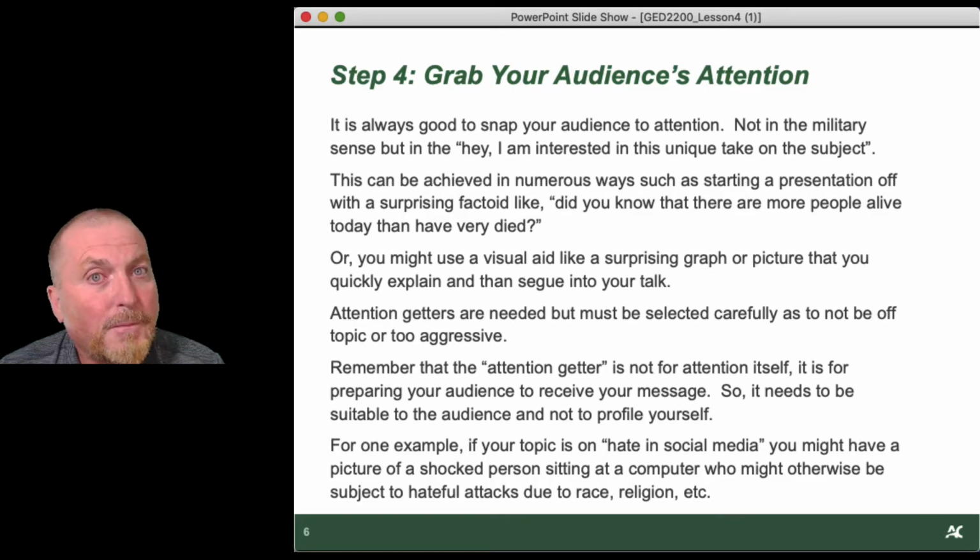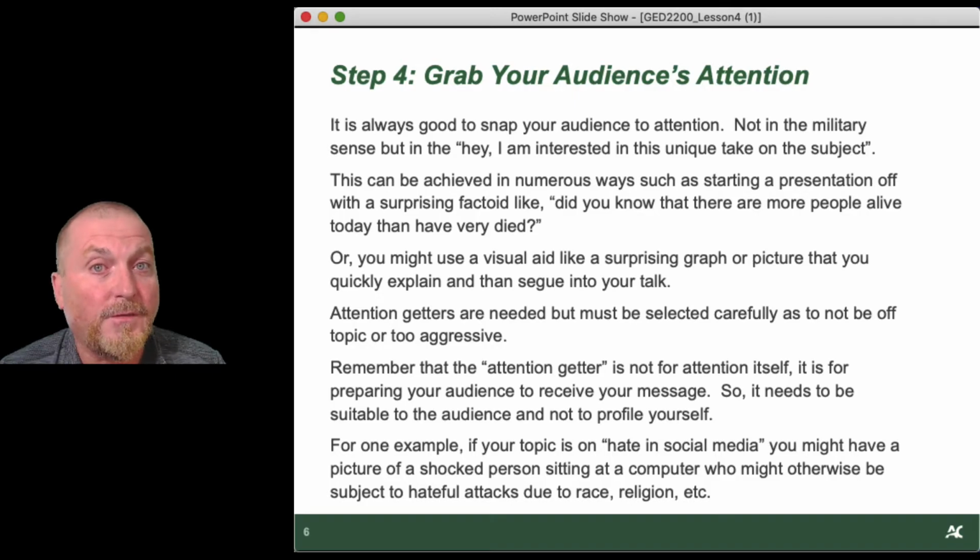Make sure they're not off topic or too aggressive. Make sure you can segue from whatever you do into your core topic very quickly without having to explain the connections. The connections need to be obvious, all right? Remember that the attention getter is not for attention itself. It is for preparing your audience to receive your message. So it needs to be suitable to the audience and not to profile yourself. It's not about profiling yourself. It's about profiling the ideas you're going to convey, all right?